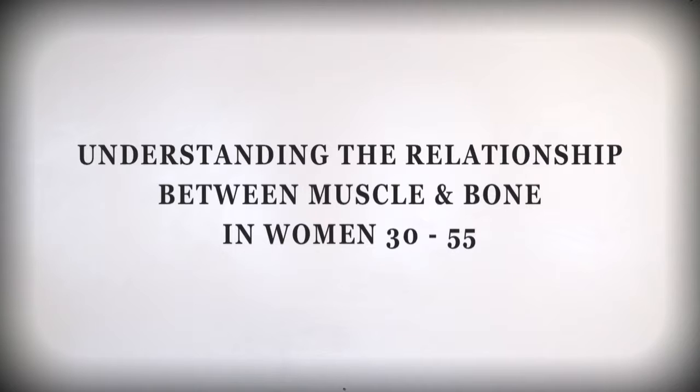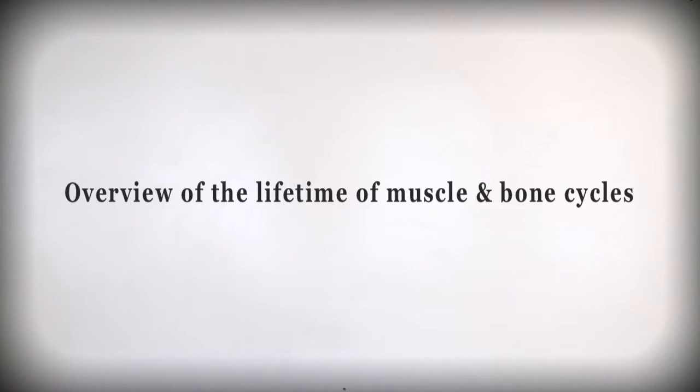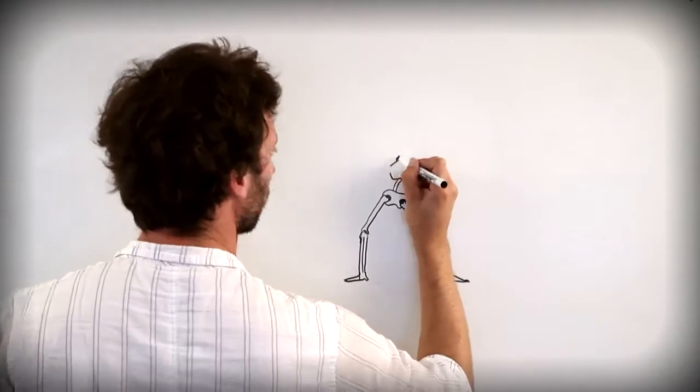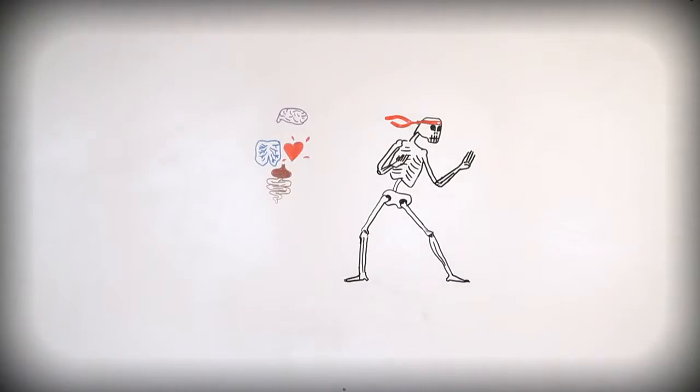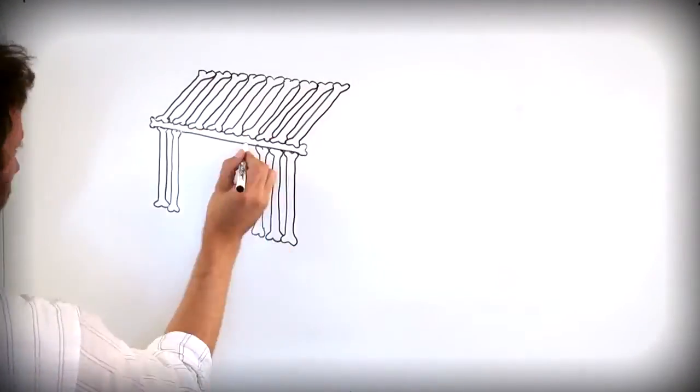Understanding the relationship between muscle and bone in women 30 to 55 years old. Overview of the lifetime of muscle and bone cycles. Bones are rigid organs that constitute the skeleton, whose main role is to protect the various organs of the body and store minerals.